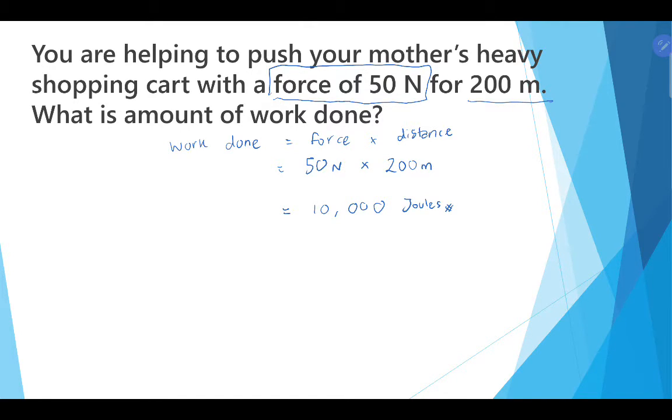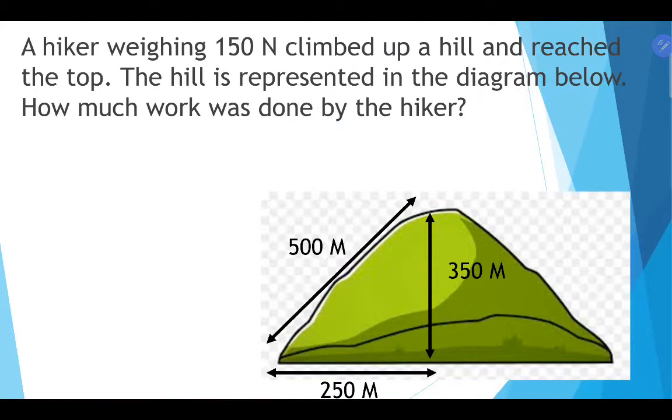Okay, so this is just straightforward. You write down the equation first, you put in the values, and then use your calculator to calculate the formula. Okay, so let's look at a different example. A hiker weighing 150 newtons climbed up a hill and reached the top. The hill is represented in the diagram below. How much work was done by the hiker?